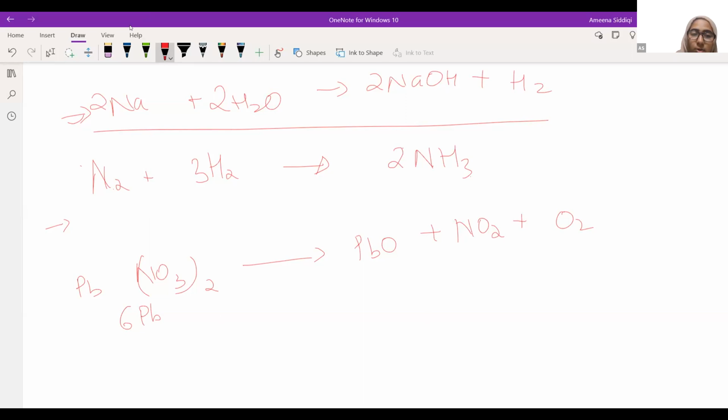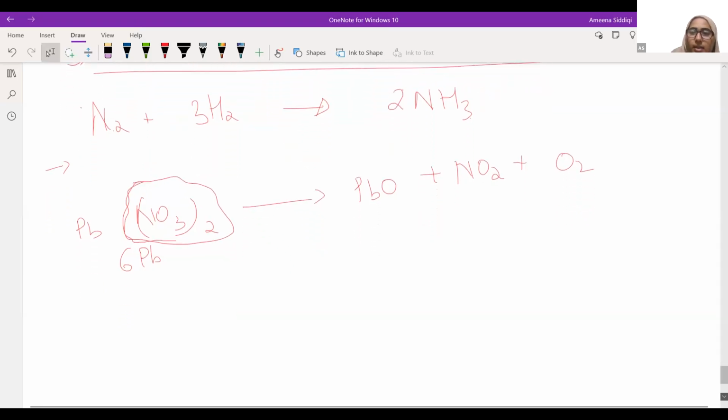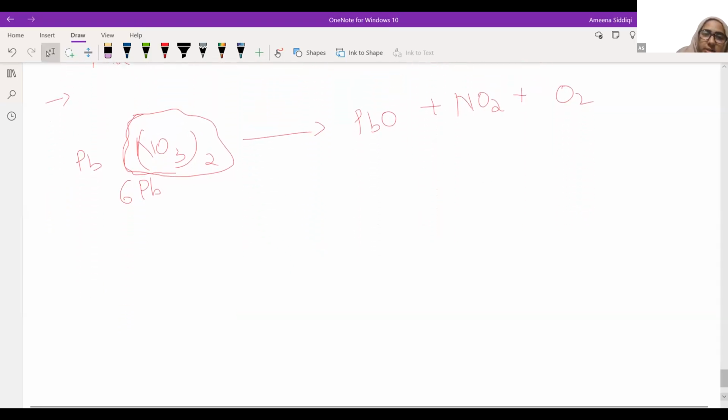What about this, beta? Ma'am, if we see it on the product side, NO2 is already there. And I'm not able to understand what you are trying to say. If you can just communicate that a bit clearly. The 2 will get multiplied by the whole NO3, right? Okay. No issues. Fine. That you tried. Perfect.